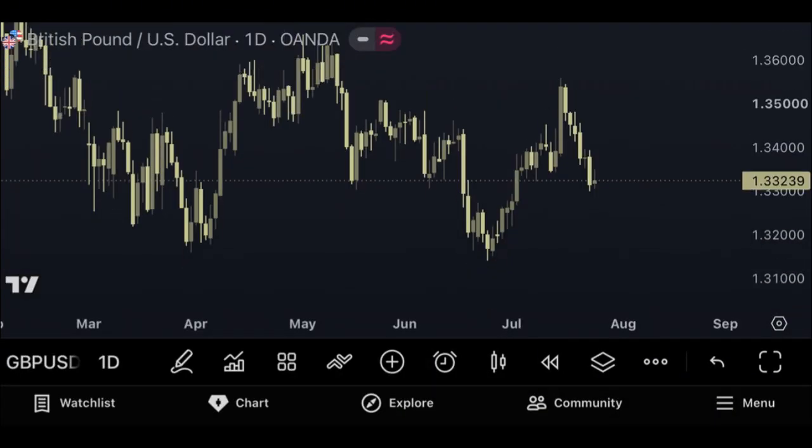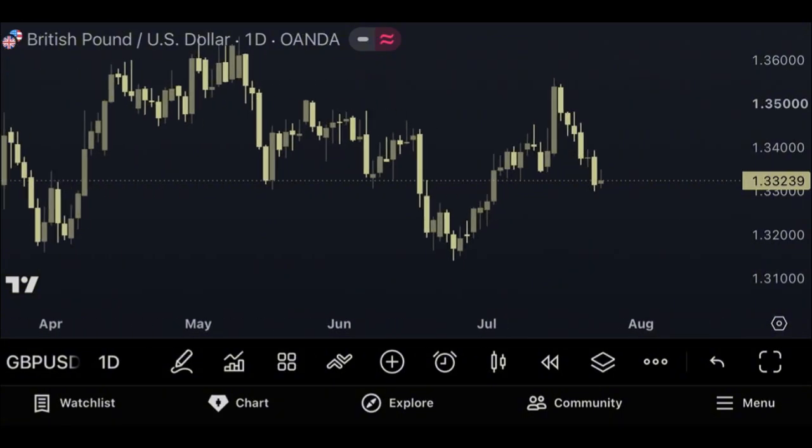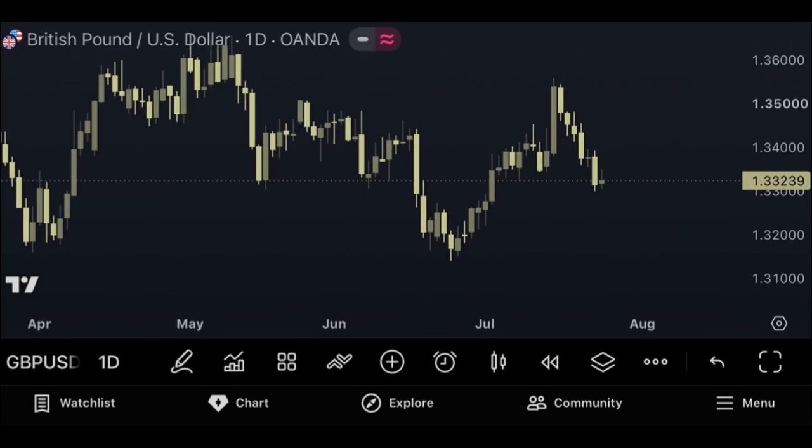Whenever you want to analyze any pair, always start from the higher time frame. Don't start from the lower time frame. Let's say you start analysis from the 15 minutes to the 5 minutes to the 1 minute, the market will definitely hurt you. So don't do that. Always start from the higher time frame to build a stronger picture, a stronger narrative of what the market is doing, so you can know what you should be looking out for, if you should be looking out for a buy or a sell.